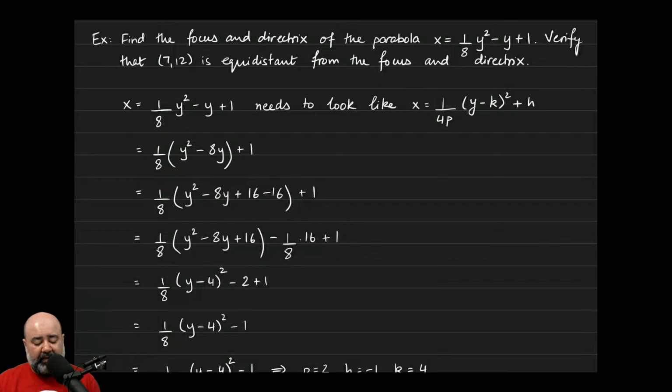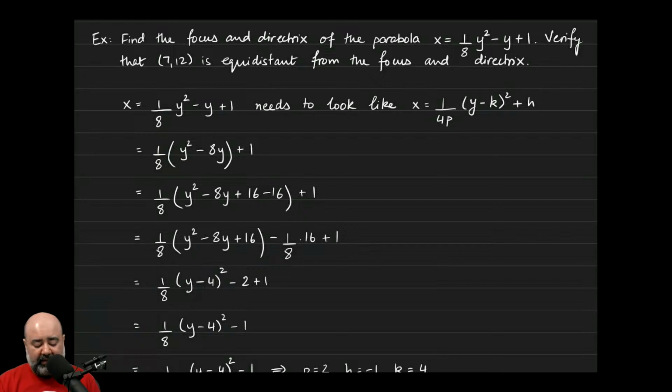So let's start with finding the focus and the directrix of the parabola first. In order to do that, we need to get this equation to look like this, which is the standard form of the equation of a parabola. This can most easily be accomplished by completing the square. If you're not sure of how to do that, pause the video, go on YouTube. I'm sure there are 1,000 videos on how to complete the square.